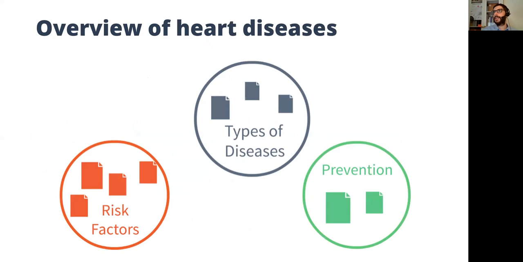As you can see in this example for heart diseases, you can see the main areas at a glance. So in this case, risk factors, types of diseases, and prevention. And you have relevant resources already attached to each of the areas, so you can get immediately started.